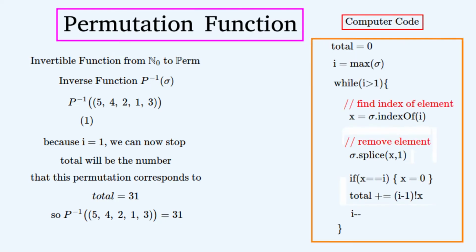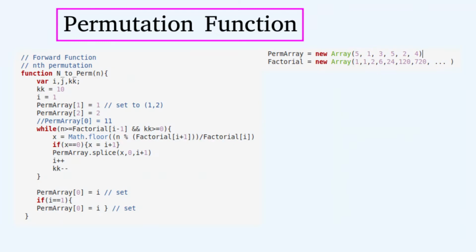This is the computer code used to perform this function. I've used standard JavaScript code to find the index of the element in this list, and then to remove it, so the code looks a lot more simple. This is the code that I used in JavaScript for the forward function that creates a permutation from a number. I've used the array called permarray to store the permutation as a list of numbers.